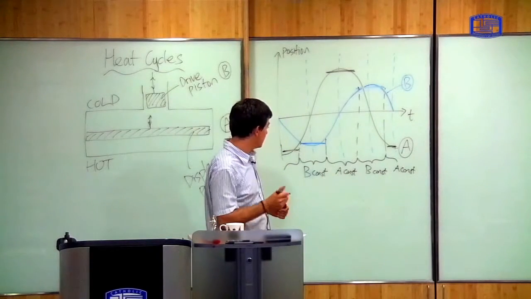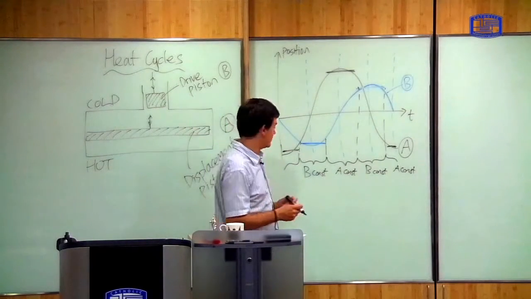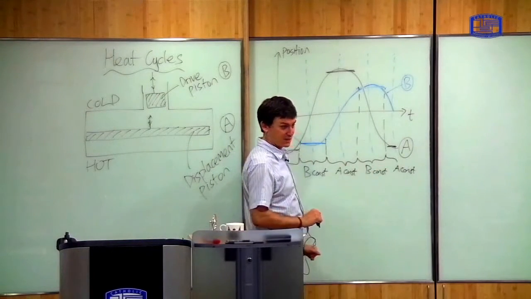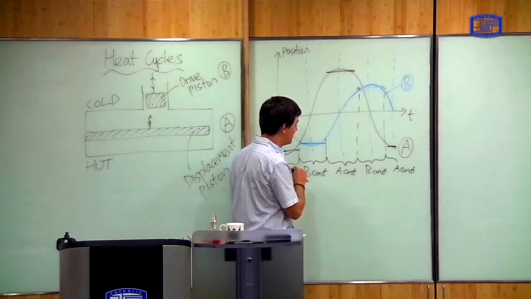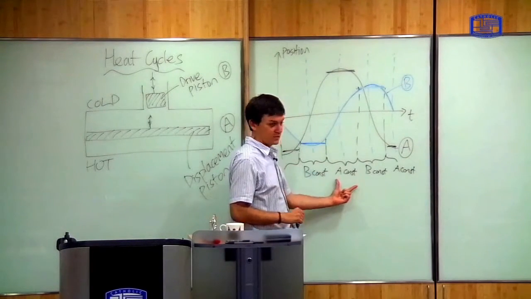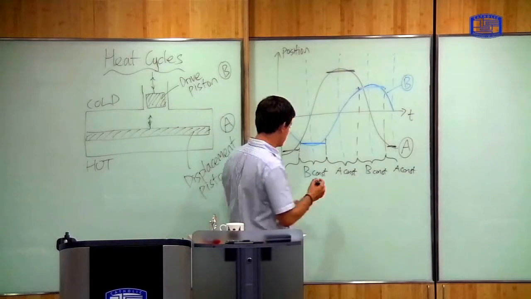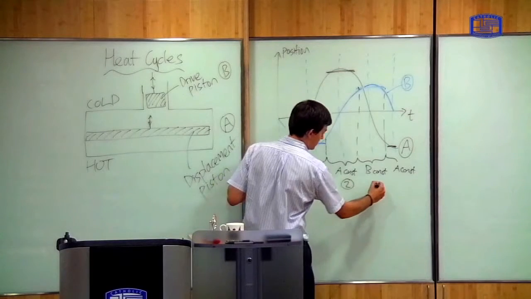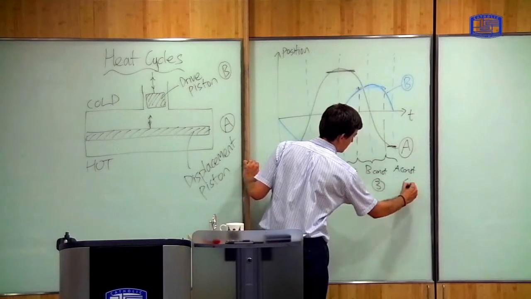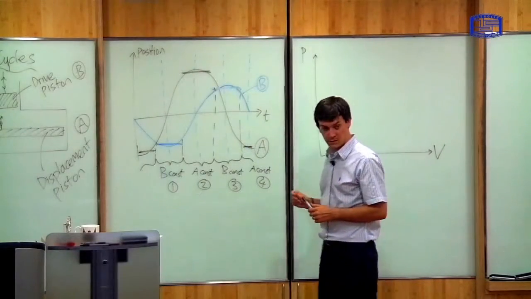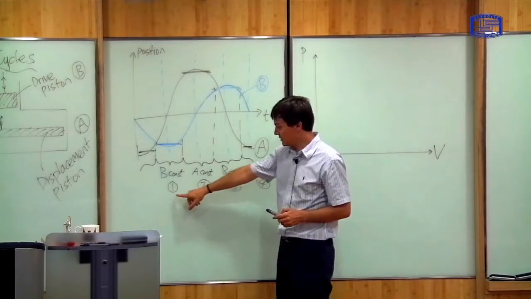Okay. So I want to draw a pressure volume diagram of this system now. So I'm going to divide it into these 4 stages like this. And in each stage, I'm going to assume that either the position of the drive piston is constant or the position of the displacement piston is constant. So I'll call this one stage 1, this one stage 2, this one stage 3, and this one stage 4. Okay. So first of all, what's happening in stage 1?